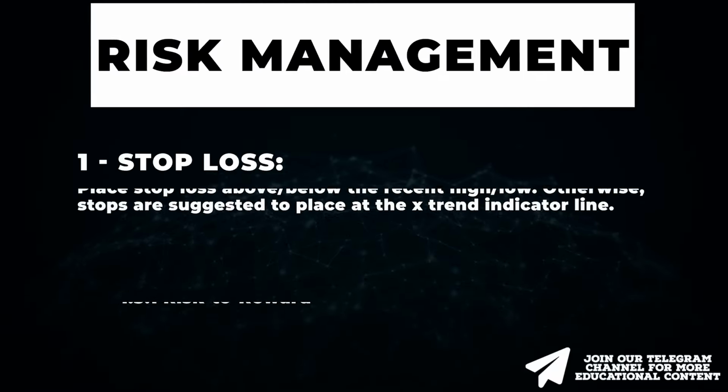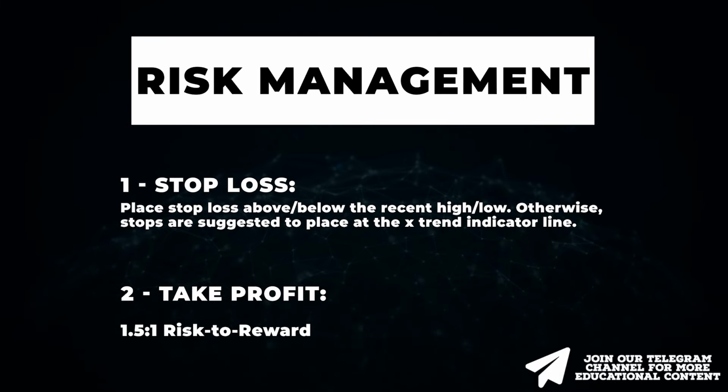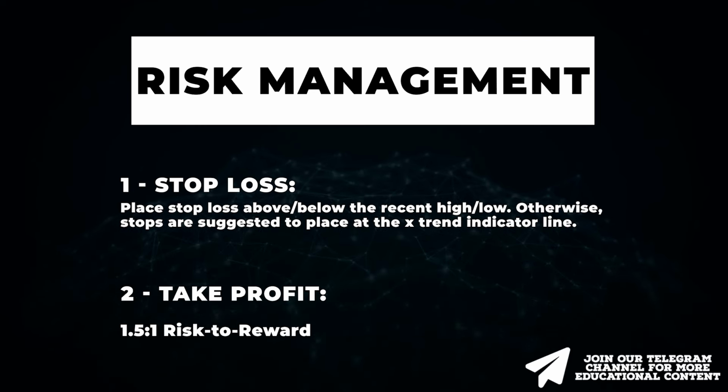In terms of risk management, we should place stop-loss orders above or below the recent high or low. However, if the recent swing high or swing low is too far from our entry candle, stops are suggested to place at the X trend indicator's line. When it comes to take profit, we simply target a 1.5 for 1 risk-to-reward ratio.